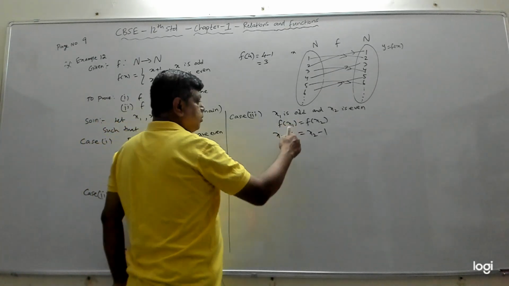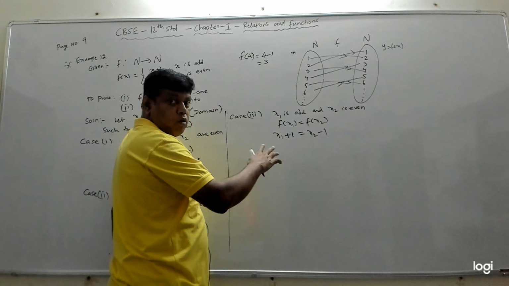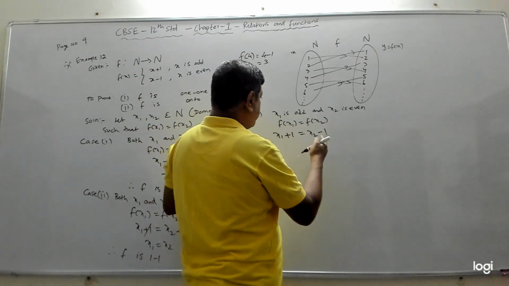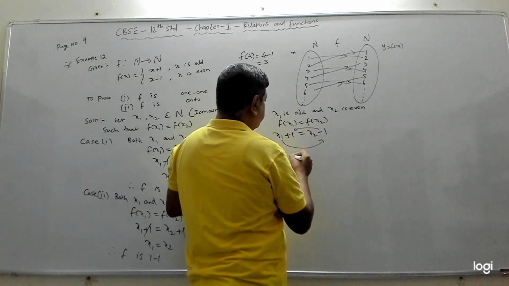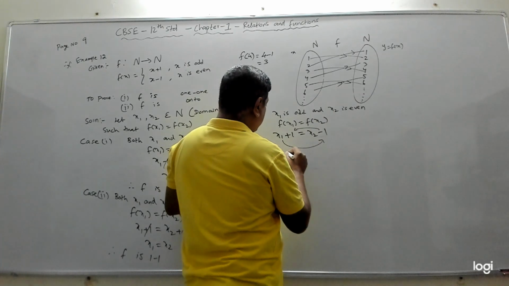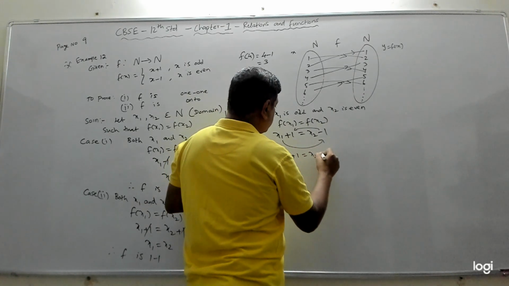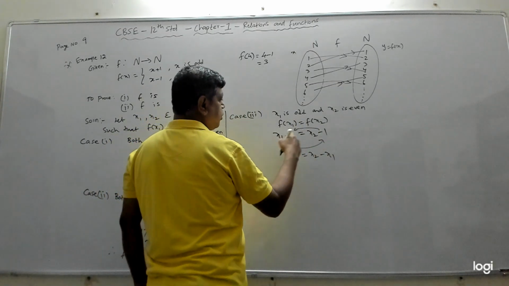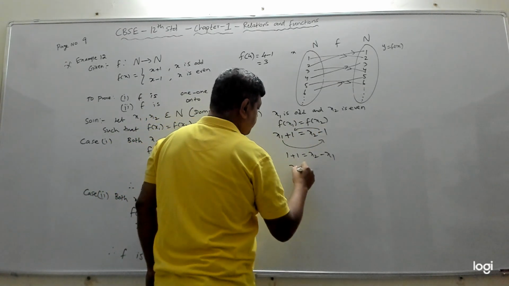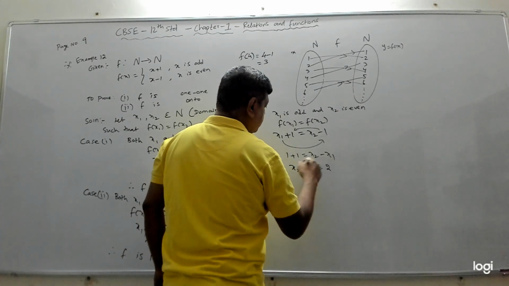So now don't cancel plus 1 and minus 1, because they are on the opposite sides. So take both of them to one side. I will bring this x2 and x1 to this side and this minus 1 to this side. Then we'll get 1 plus 1 equal to x2 minus x1. This minus 1 comes here, it will become plus 1. x1 goes there, it will become minus x1. So we get x2 minus x1 as 2. 1 plus 1 is 2.